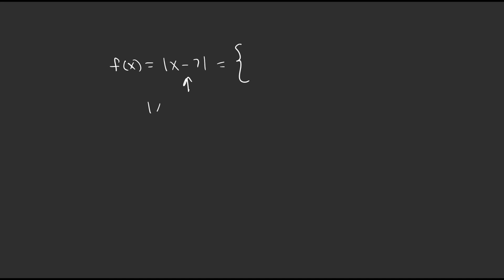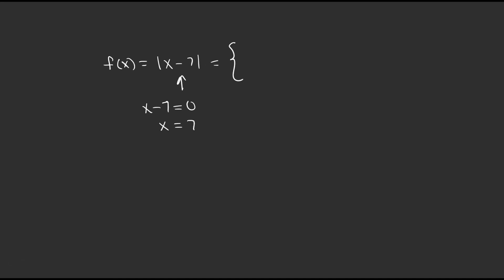So now we have x minus 7 is equal to 0, and I'm going to solve for x. So now we have x is equal to 7. And we're going to place the 7 on a number line. So now we're going to examine the behavior of this absolute value function when x is greater than 7 and when x is less than 7. So first we're going to look at what happens when x is less than 7.